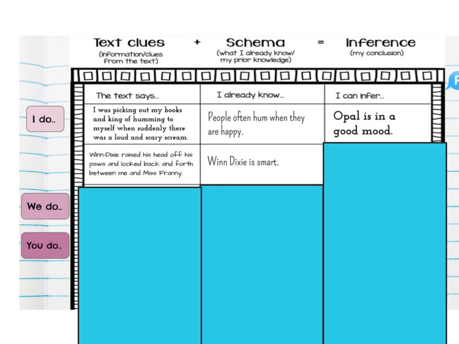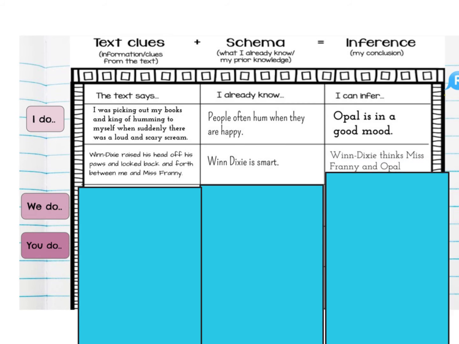Let's look at what we can infer. Based on this clue, I think that Winn-Dixie is saying Miss Franny and Opal should be friends. Since Winn-Dixie looked at one person, then the other, and they were talking about becoming friends, I can make that inference. That's what Winn-Dixie must think. Now, the author didn't tell me that. So I had to infer it based on the clues, which is what a growing reader does.